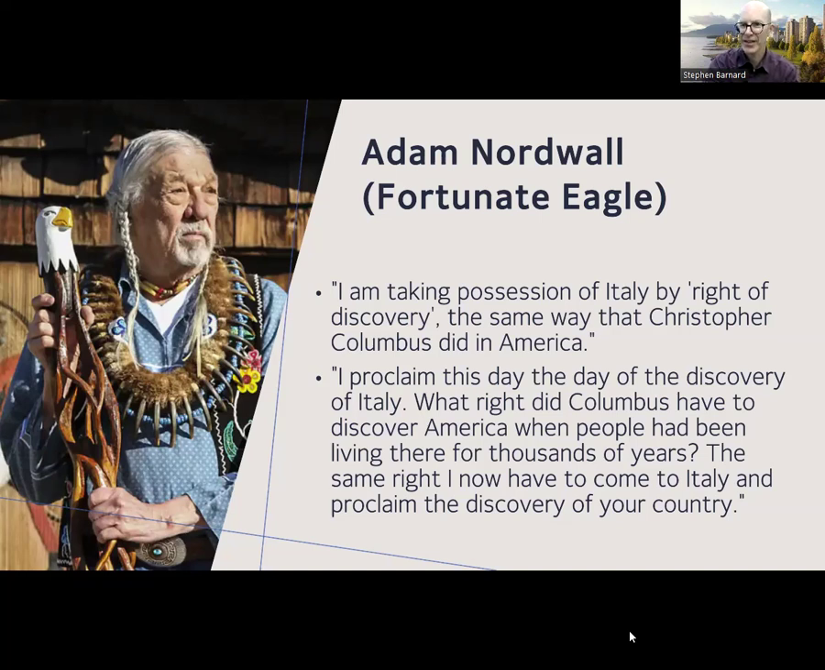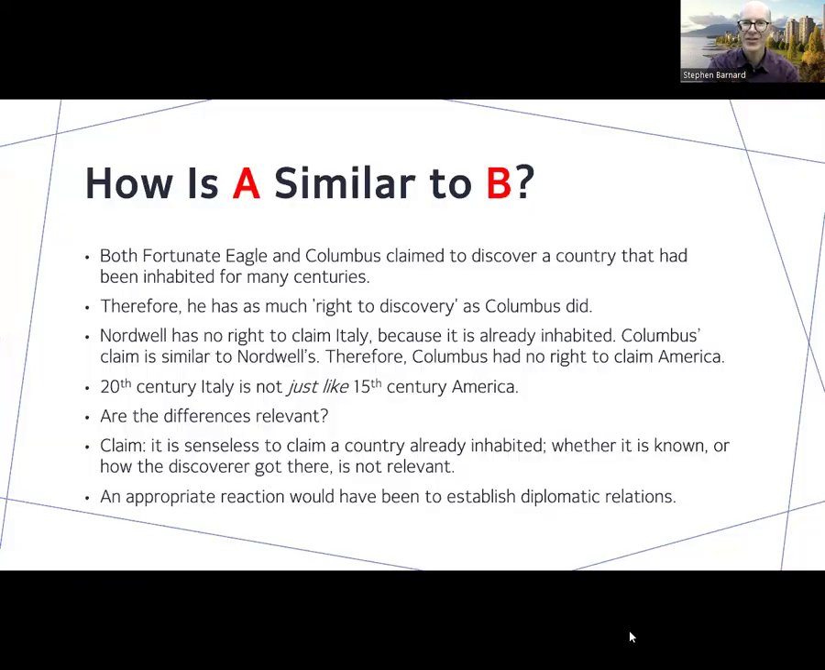So there's a comparison here between Christopher Columbus and Fortunate Eagle, Adam Norwell, going to the United States or going to Italy. Let's take a look at how similar these two examples of logic are. Keep in mind, no one is trying to argue that they are exactly the same. The point here, are they relevantly similar? Okay, so both Fortunate Eagle and Columbus claimed to discover a country that had been inhabited for many centuries. Christopher Columbus, according to the story, went to the landmass of North America, and it had been inhabited already for a long time by native people.